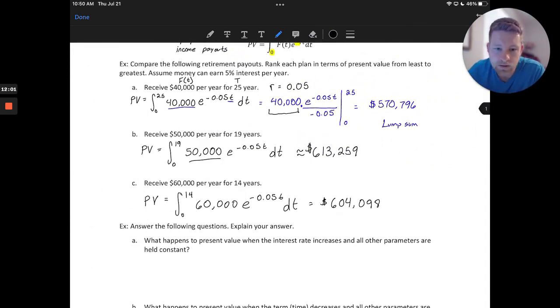So if we compare all of these across the board, what's the largest? The largest is actually part B, followed by part C, and then the income stream for the longest time, part A, is actually worth the least amount of money. So if we wanted to rank these in terms of value from least to greatest, the least would be the calculation on part A, the middle value would be part C, and then the greatest would be part B.